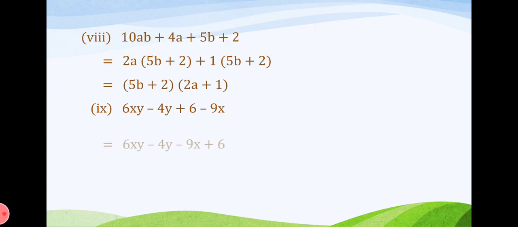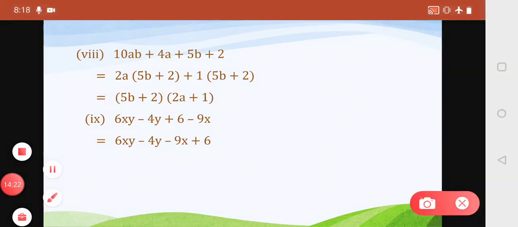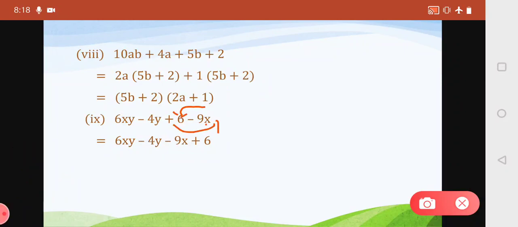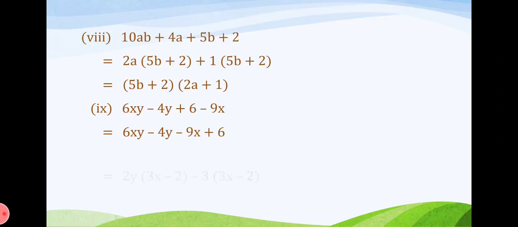So let's rearrange. That is equal to 6xy minus 4y minus 9x plus 6. We have rearranged in this way: we are taking the fourth term as the third term, and the third term as the fourth term. Only this rearrangement has been done. Now after rearrangement, when we make the two groups, you can see that after making the groups we take out the common as we discussed earlier, but here we will get the brackets with the same sign. So we take out common from both the groups.